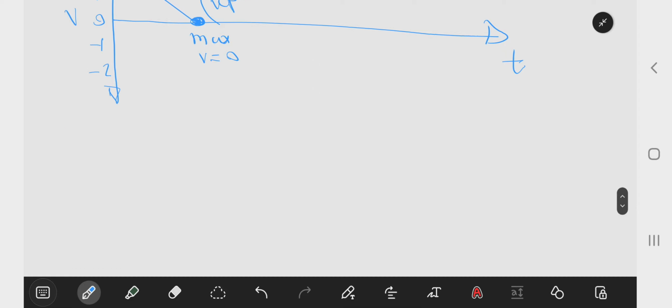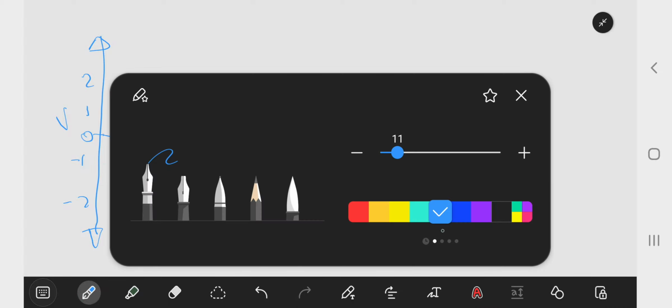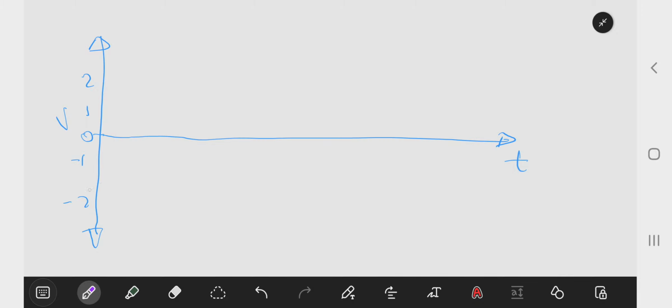Last example. Let's say we have our velocity time graph. That is velocity and this is time. And we have a graph like that.